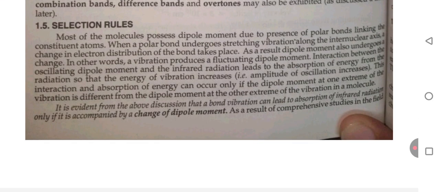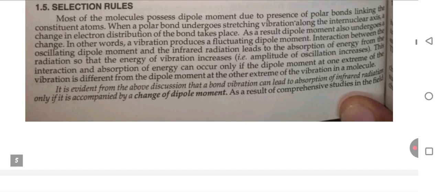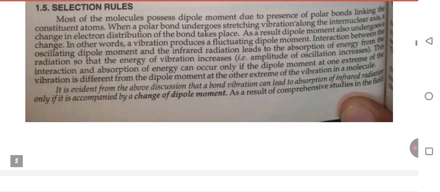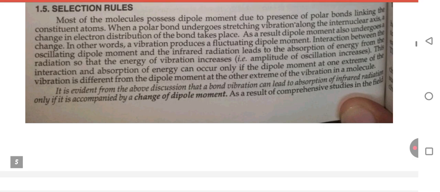Selection rule. Most of the molecules possess dipole moment due to the presence of polar bonds linking the constituent atoms. When a polar bond undergoes stretching vibration along the internuclear axis, a change in electron distribution of the bond takes place. As a result, the dipole moment also undergoes a change. In other words, a vibration produces a fluctuating dipole moment. Interaction between the oscillating dipole moment and the infrared radiation leads to the absorption of energy from the radiation, so that the energy of vibration increases.